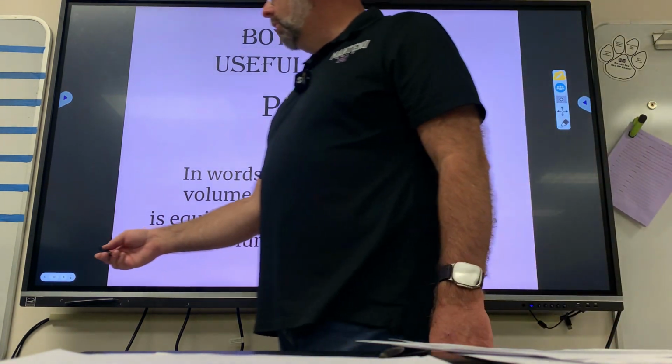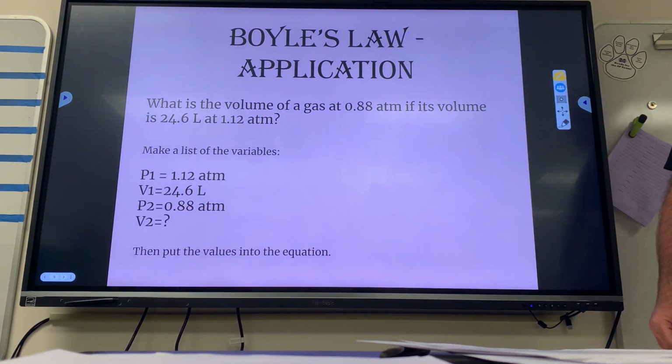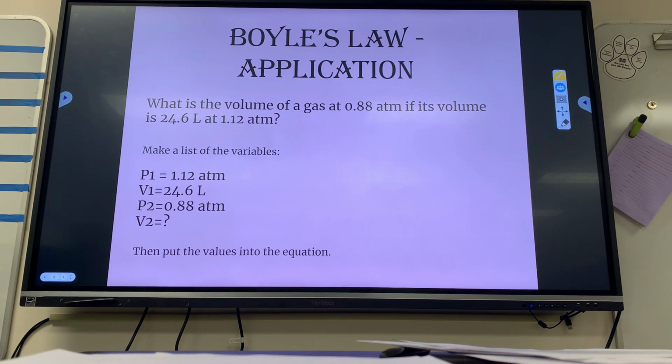So P1V1 equals P2V2. Let's use it. Let's try one. This is how to solve these equations. First, you write your formula: P1 times V1 equals P2 times V2. And then you start listing out what they are. I'm going to make a statement that the harder part of these is figuring out what's what. The easier part is the actual math.